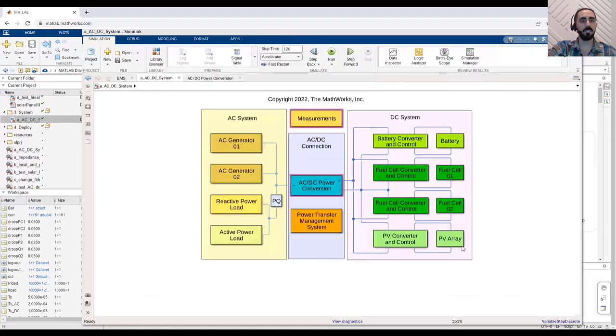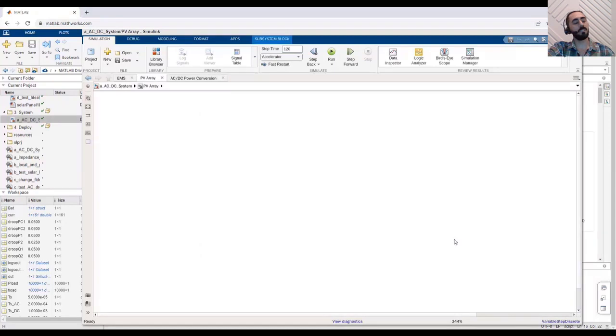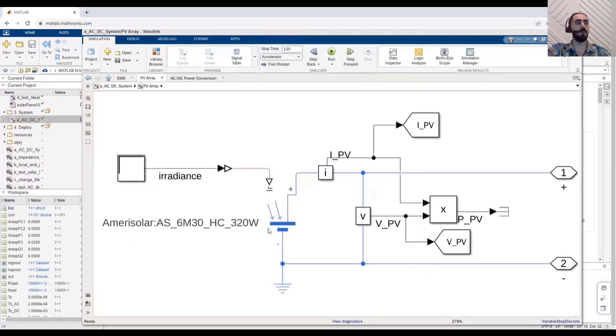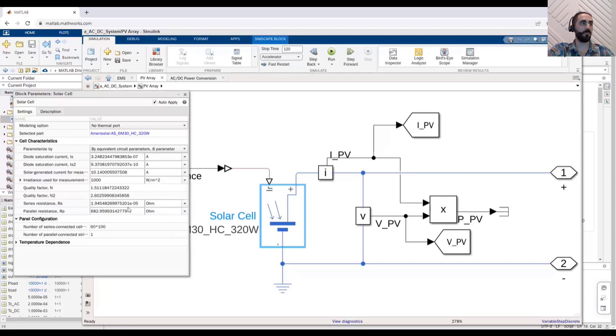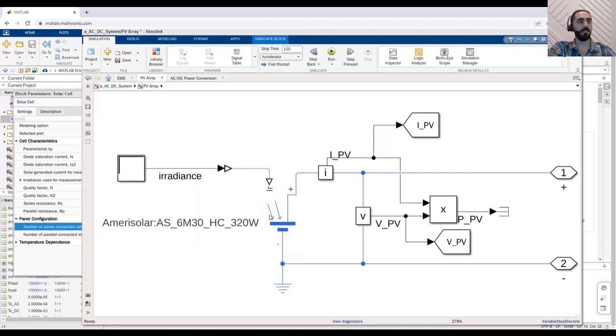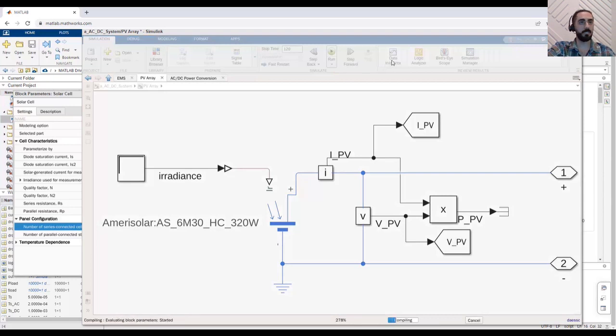I want to go inside the PV array, double click on the solar cell with parameterized configuration, and change the number of parallel connected strings from 1 to 10. Now I want to run the system again and resimulate it and see how the system responds this time. By simulating this again, we'll see how that impacts the overall power sharing in the entire system.